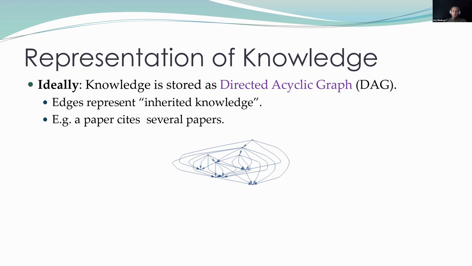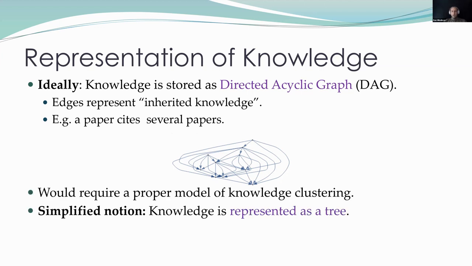Now, in order for us to define such a model, we would need to define a proper model of clustering, right? Because the set of papers that a single paper cites usually have some similarity between them. And well, this might lead to a somewhat intractable analysis. So we decided for now to consider a simplified notion and represent knowledge as a tree. Okay, so every paper cites one major paper instead of several.